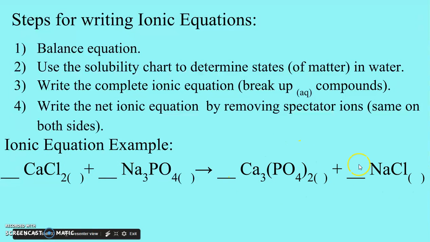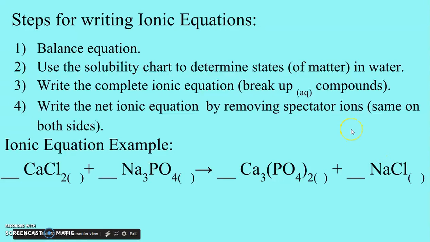Well, I know that sodium chloride is not. It is aqueous. It stays dissolved. But is this a solid in water? Does this precipitate out? If it precipitates out, then I only have the calcium and the phosphate reacting. So calcium and phosphate would be part of my net ionic equation, whereas the sodium and the chlorine are going to be there, but they're going to be spectator ions because they're not actually participating in the reaction.